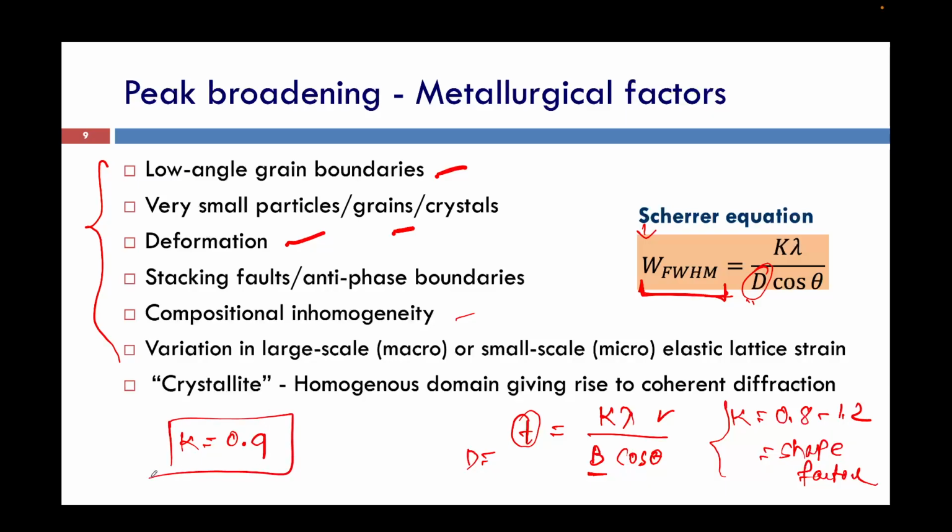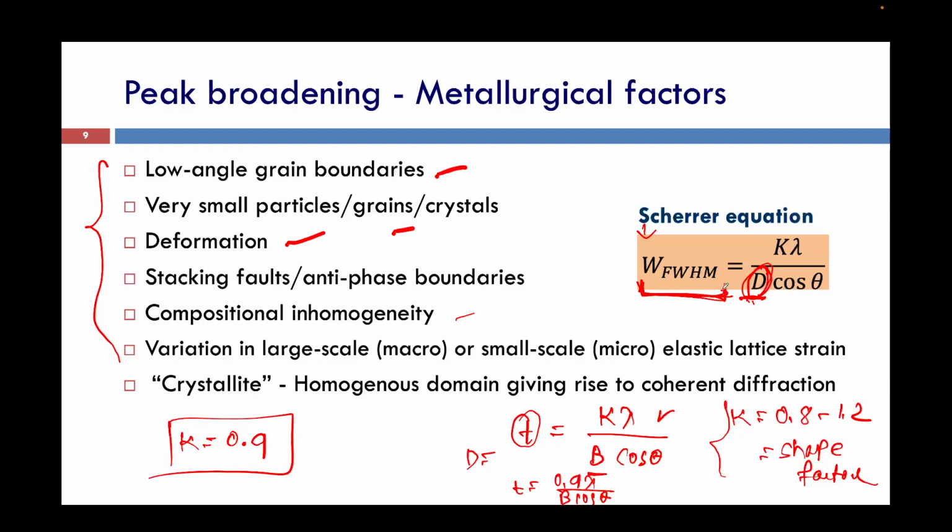Okay, so this equation finally gets converged to 0.9 lambda divided by B cos theta, right? So this is the broadening. This FWHM, the width of the FWHM, this broadening is coming due to the size of the crystallite. Now you see, size of the crystallite is staying in the denominator term, right? That means when the size of the crystallite is very, very small, in the nanometric level, it will contribute to some amount of broadening.